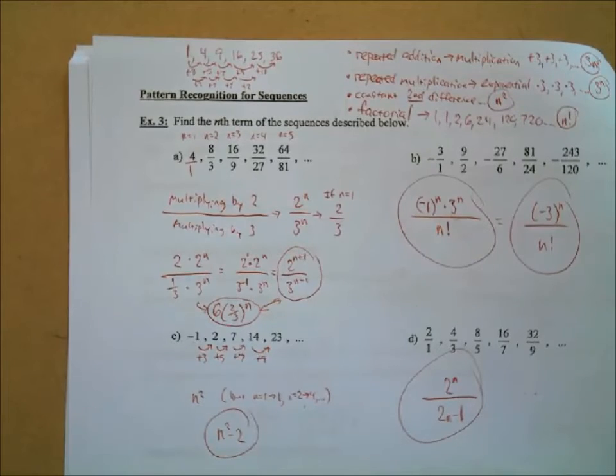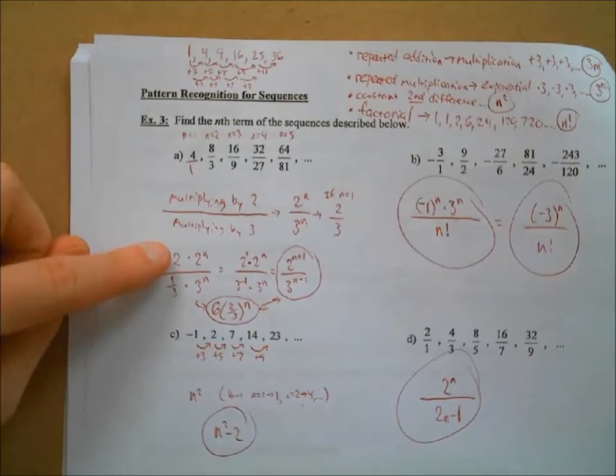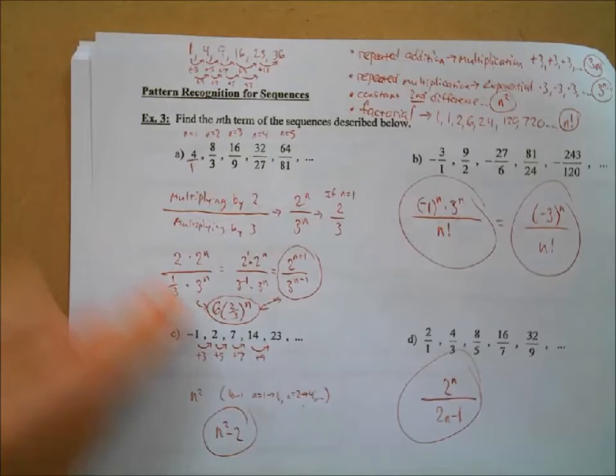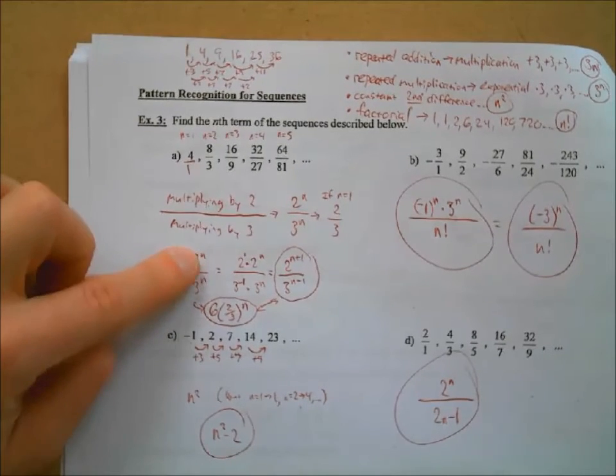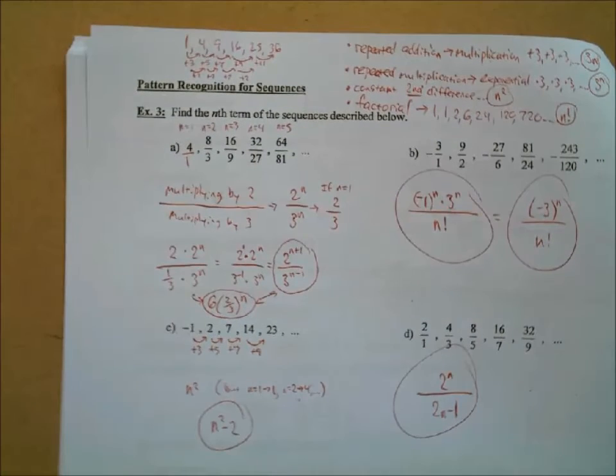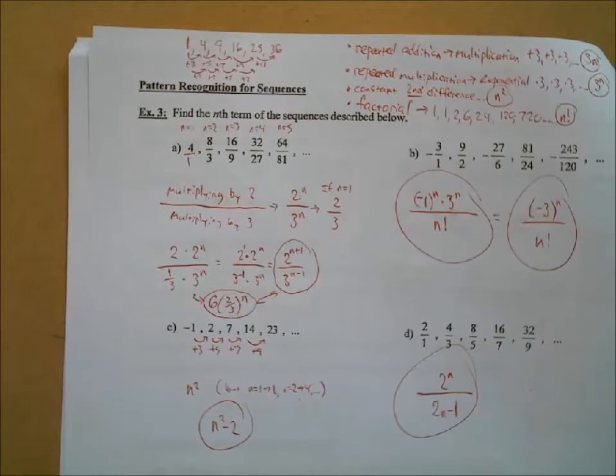Or we could say 2 divided by 1/3. 2 divided by 1/3 is the same thing as 2 times 3, which is 6. And then 2 over 3, both of those to the n, 2/3 to the n. So we could also say 6 times 2/3 to the n. Same idea there. And there are other ways to represent that as well.